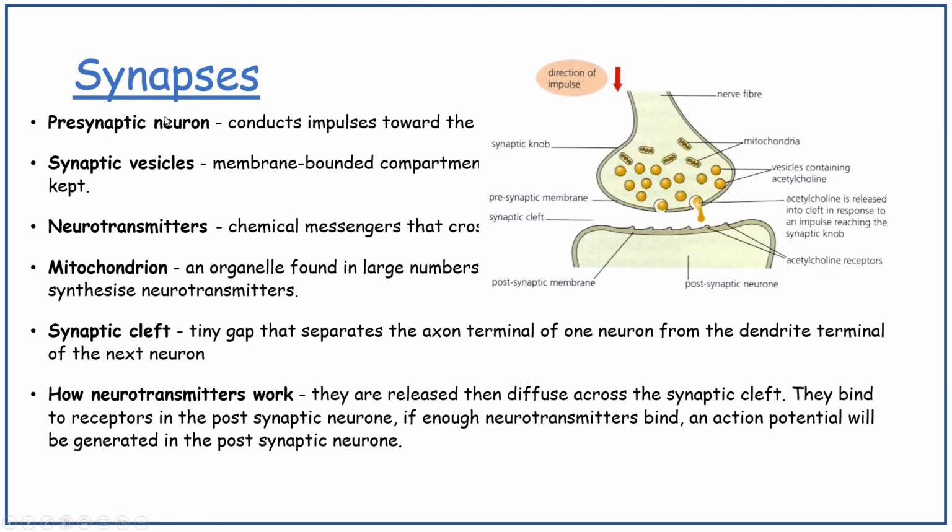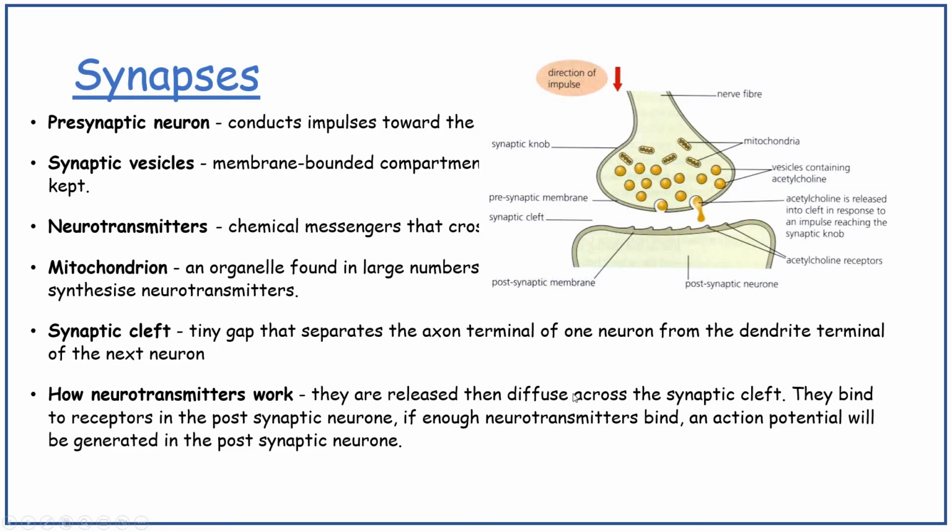Synapses. Presynaptic neuron. This conducts impulses towards the presynaptic knob. Synaptic vesicles are membrane-bound compartments where the neurotransmitter is kept. Neurotransmitters are chemical messages that cross the synaptic cleft. Mitochondria are organelles found in large numbers in the presynaptic neuron, which synthesise neurotransmitters. The synaptic cleft is the tiny gap that separates the axon terminal of one neuron from the dendrite terminal of the next neuron.